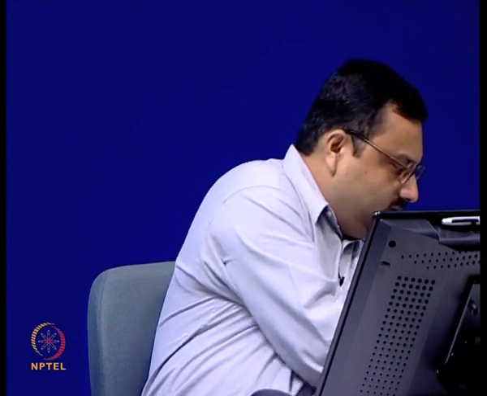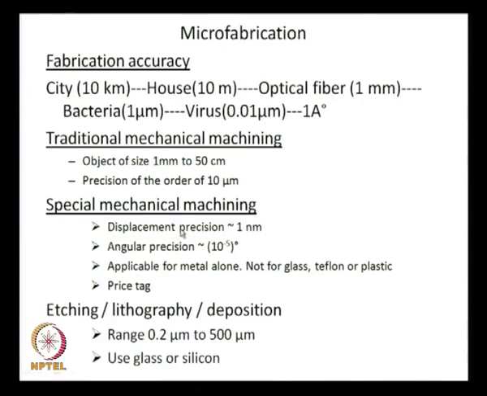Then you can have what you call a special mechanical machining, that is possible. This can have a displacement precision of 1 nanometer, angular precision of 10 to the power minus 5 degree. This is applicable for metal alone, not for glass, Teflon or plastic, and most importantly this special mechanical machining has a high price tag.